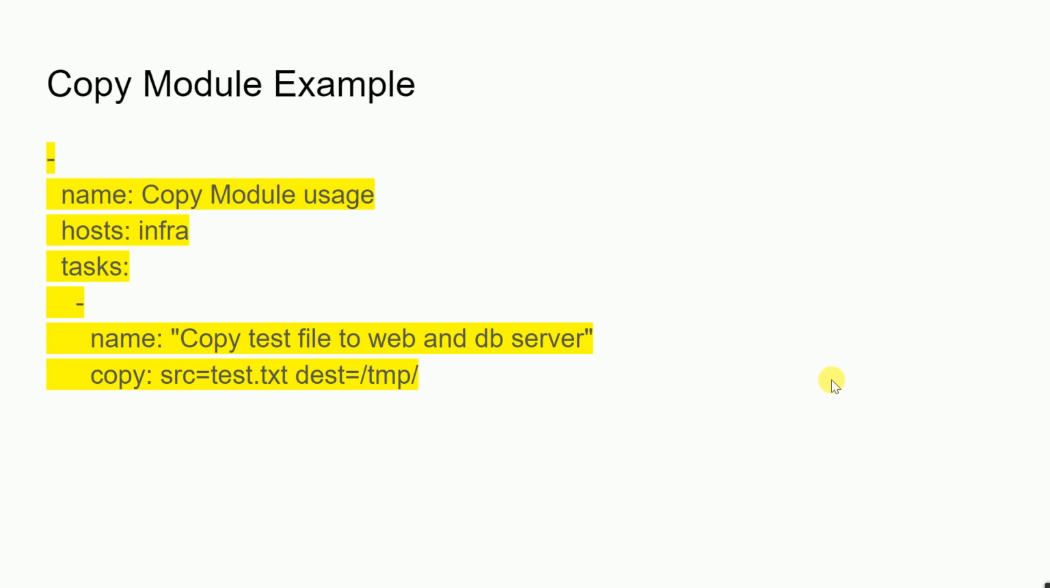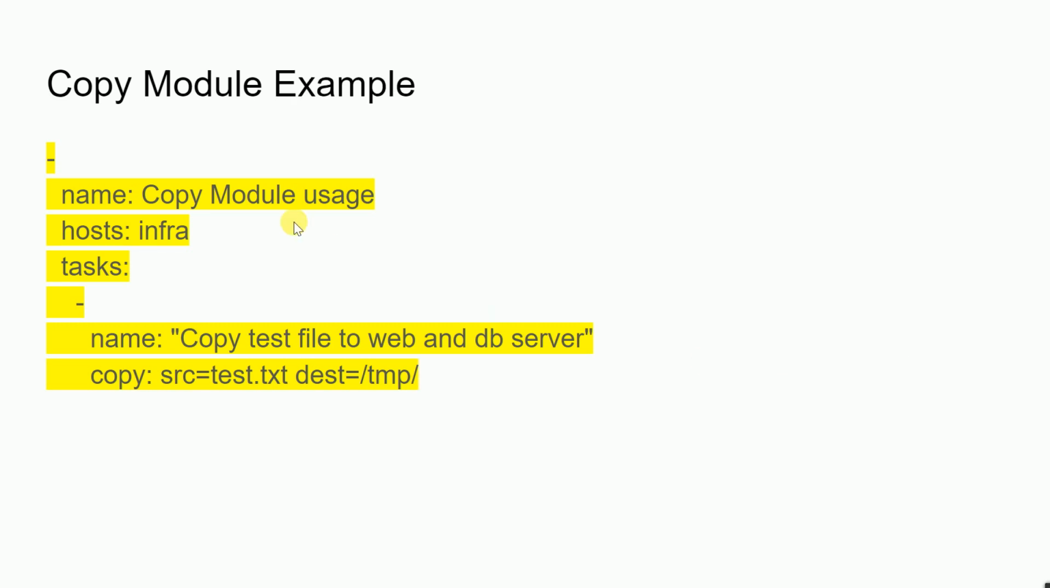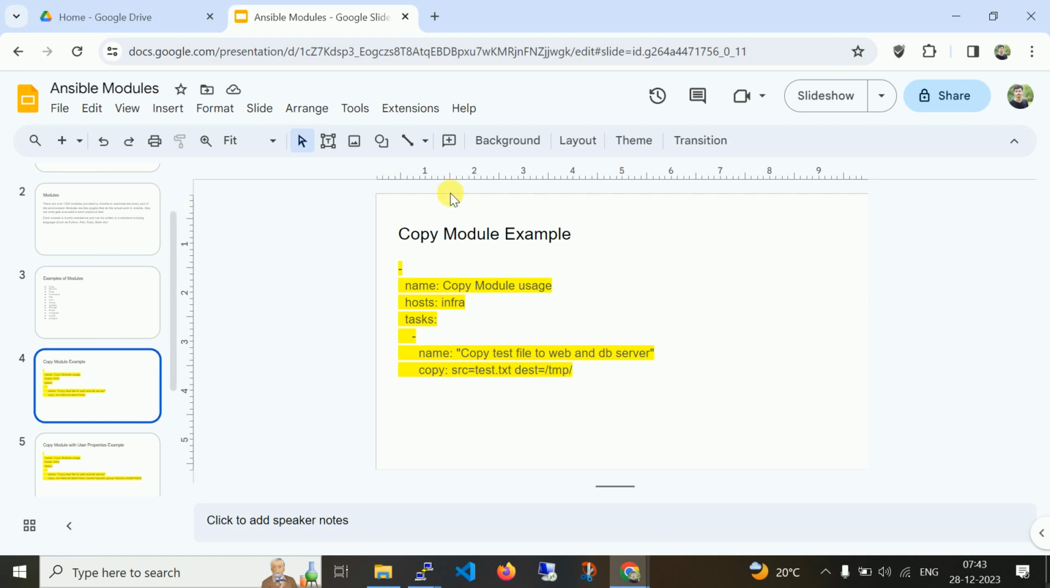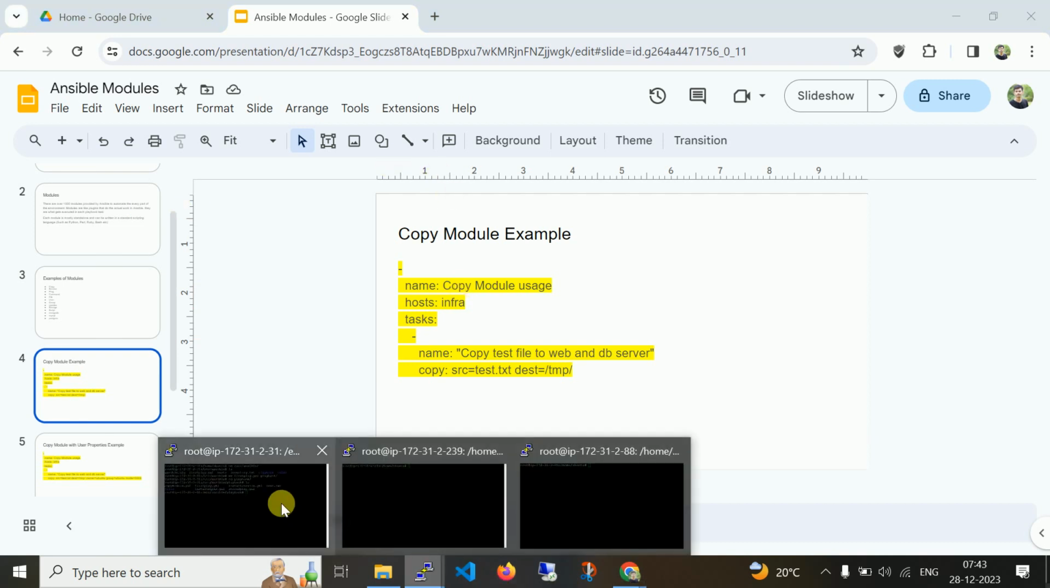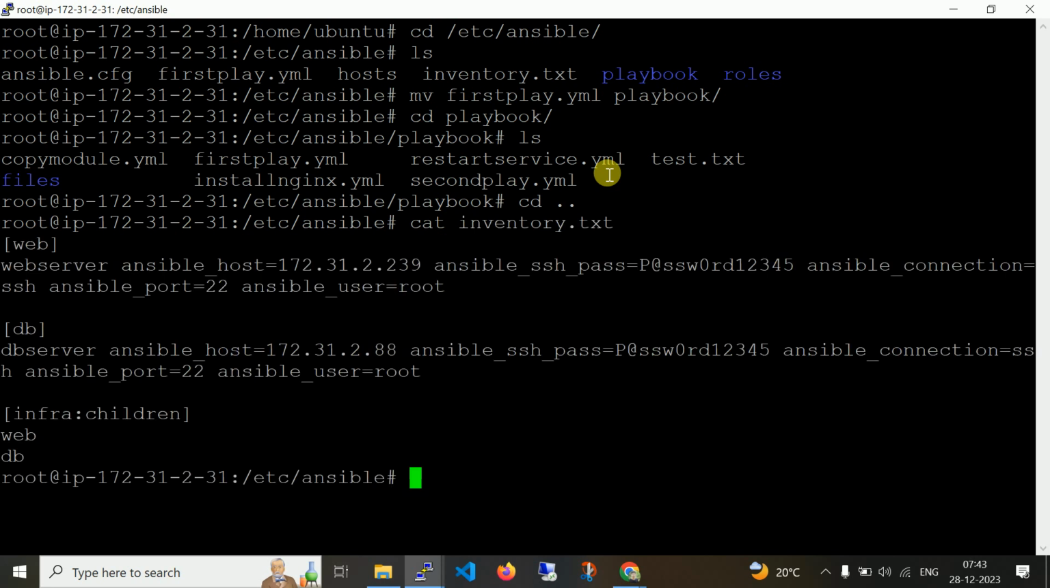So there are two playbooks. It's a simple copy, and this is a copy with user permission. Let me go straight to the practical scenario. So I'm exiting the presentation. This is my same setup. Let me first open the inventory file. Yeah, so the inventory is the same. Let me just revalidate the ping first.